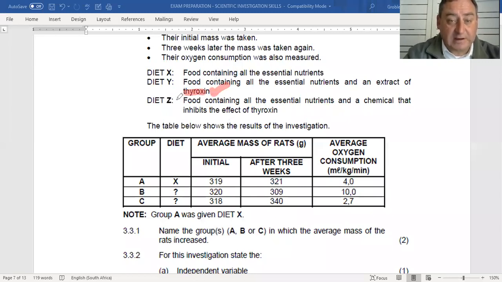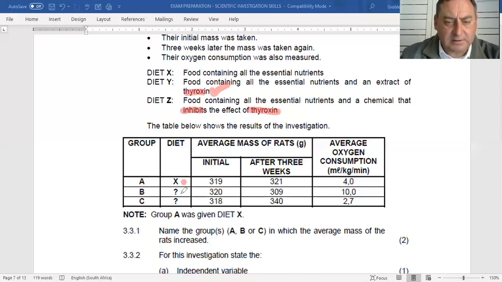What's the difference between Y and Z? Z is food containing all the nutrients, just like all 3 of them have the nutrients. But here's a chemical that works against thyroxine. So thyroxine is going to increase your energy levels, but Z contains something that is going to cause you not to produce energy. The food you take in must rather be changed to mass. Let's see if the stats here tell me that. Remember what X was? X had nothing in. It was just the normal food.